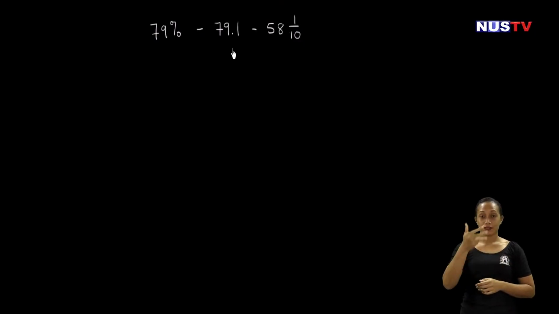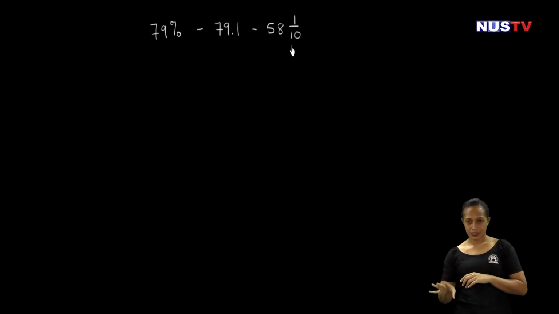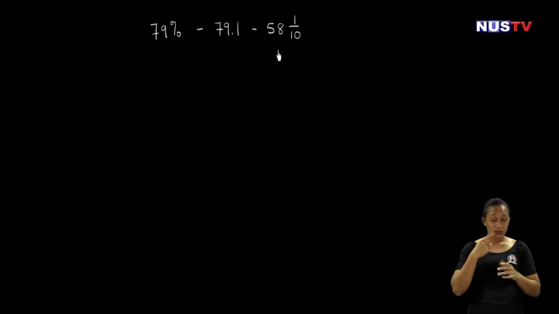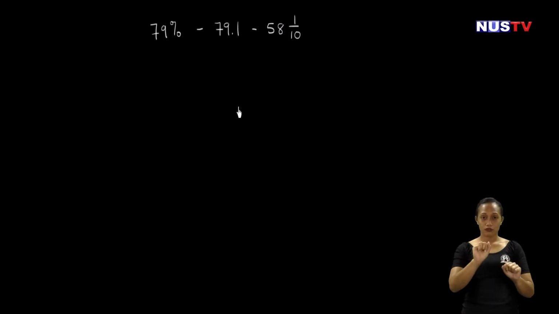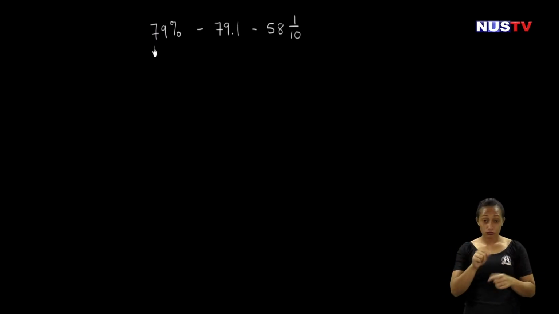79% minus 79.1 minus 58 and 1/10. And I encourage you to pause this video and try to compute this expression on your own. Well, the thing that jumps out at you is that these are in different formats. This is a percentage, this is a decimal, this is a mixed number.